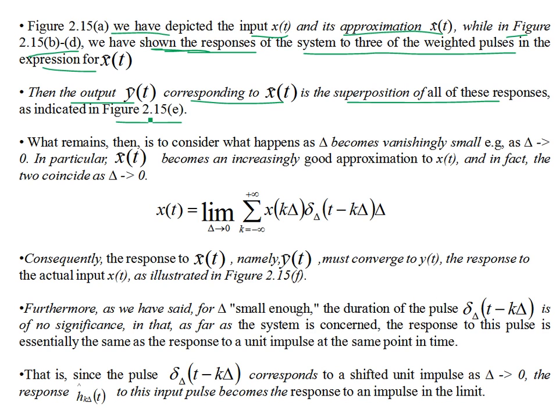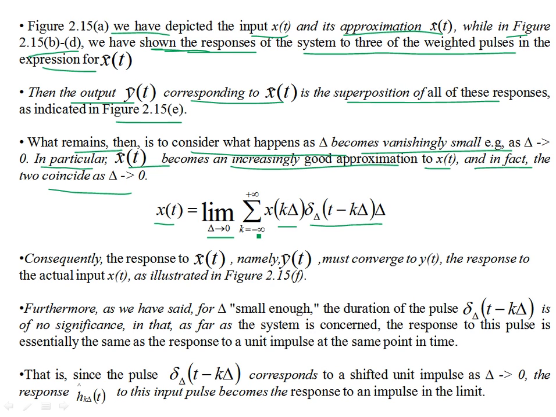So what remains then is to consider what happens when delta becomes vanishingly small. We have already talked about this: in particular, x hat of t becomes an increasingly good approximation to x(t). In fact, the two will coincide when delta is equal to 0. So you see over here, x hat of t becomes equal to x(t) if the pulse duration is vanishingly small. So this becomes the delta function. Naturally, if you're considering a very small pulse duration signal, then you're not going to sum up infinite amplitudes, a continuum of amplitudes.